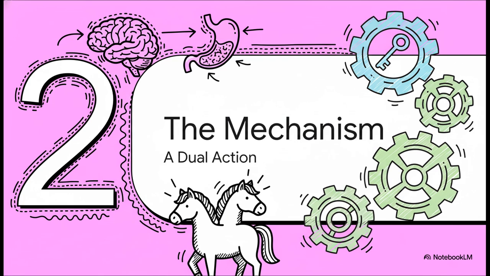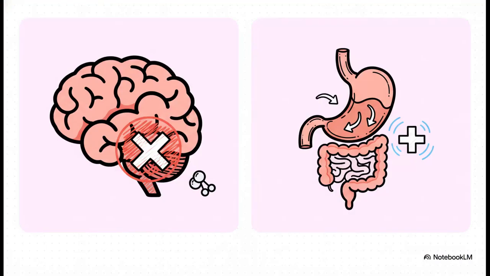All right, section 2, the mechanism. This is where metoclopramide gets pretty cool, actually. It's not a one-trick pony. It has this really interesting dual action. So what's so clever about this drug? Well, it's got two jobs.